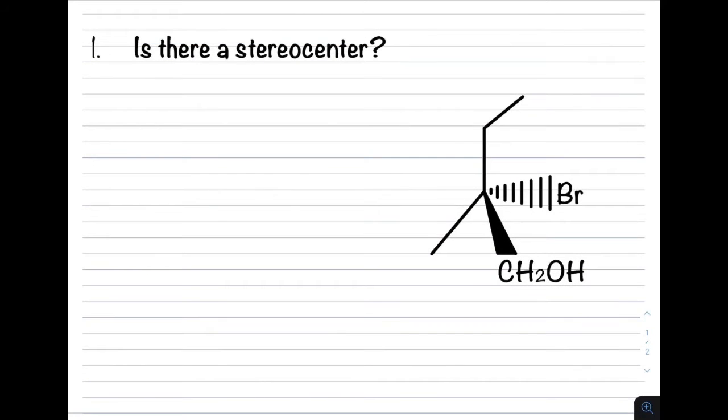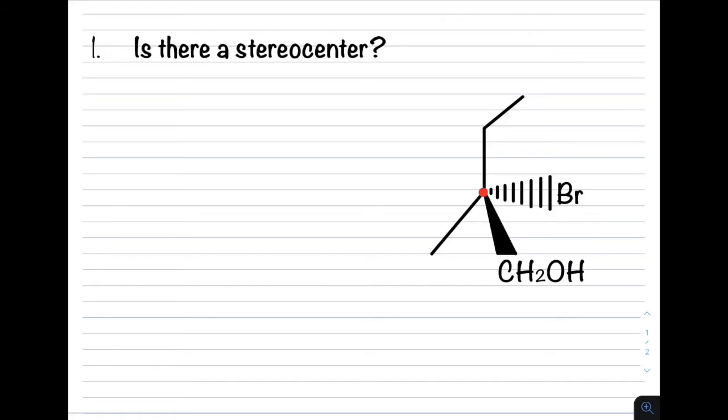So when you are trying to determine R/S, the first thing you need to do is ask yourself, is there a stereocenter in the molecule? You can only assign R/S configuration to a stereocenter. And if you remember, a stereocenter is a carbon with 4 different groups attached to it. So this molecule here has a stereocenter, and it's going to be this carbon right here.